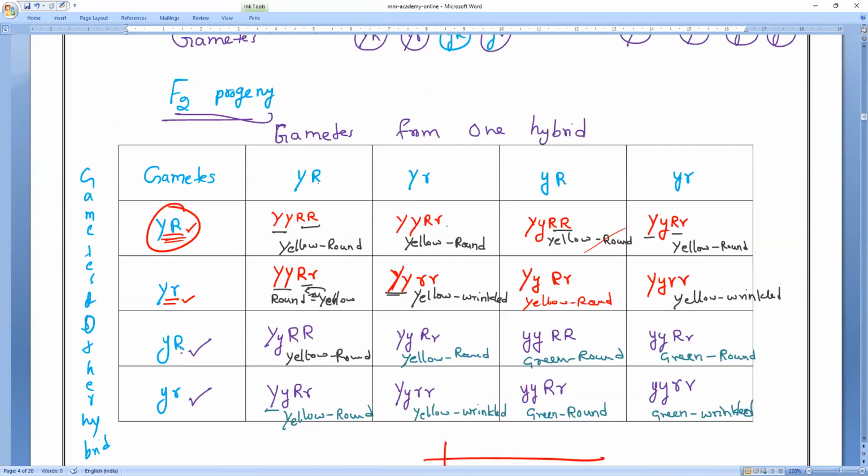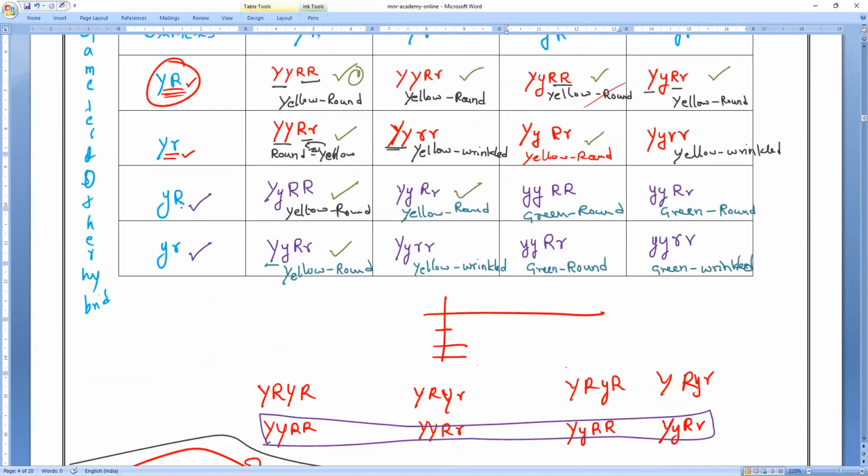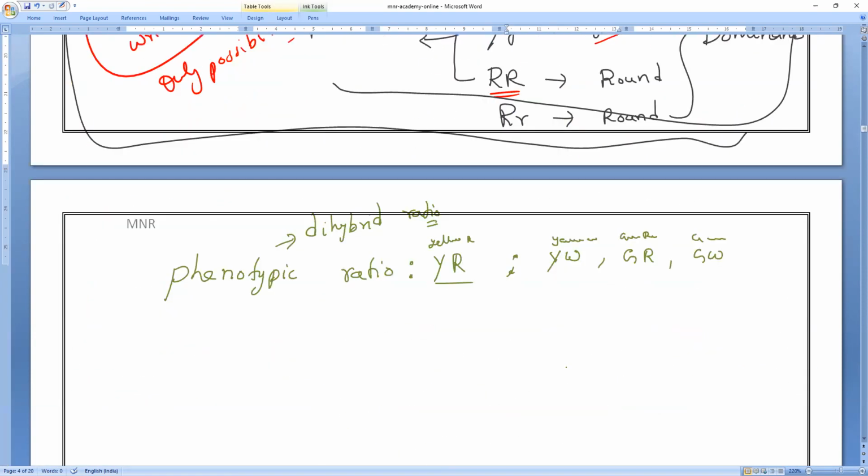Count it, everybody. Round yellow, how many? 1, 2, 3, 4, 5, 6, 7, 8, 9. Am I right? Any other is there? No, sir. Totally, how many are there? 9. Clear?